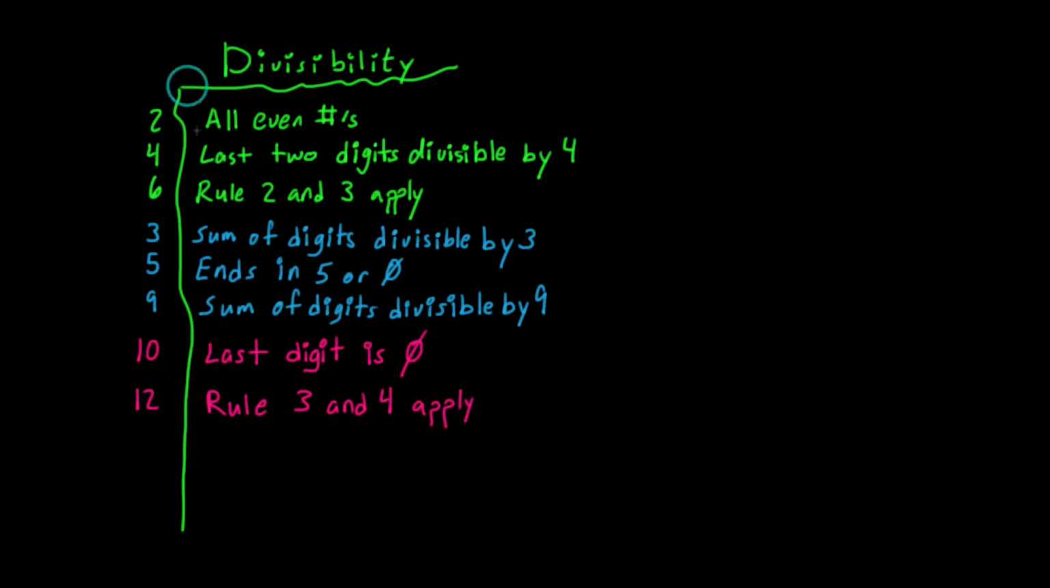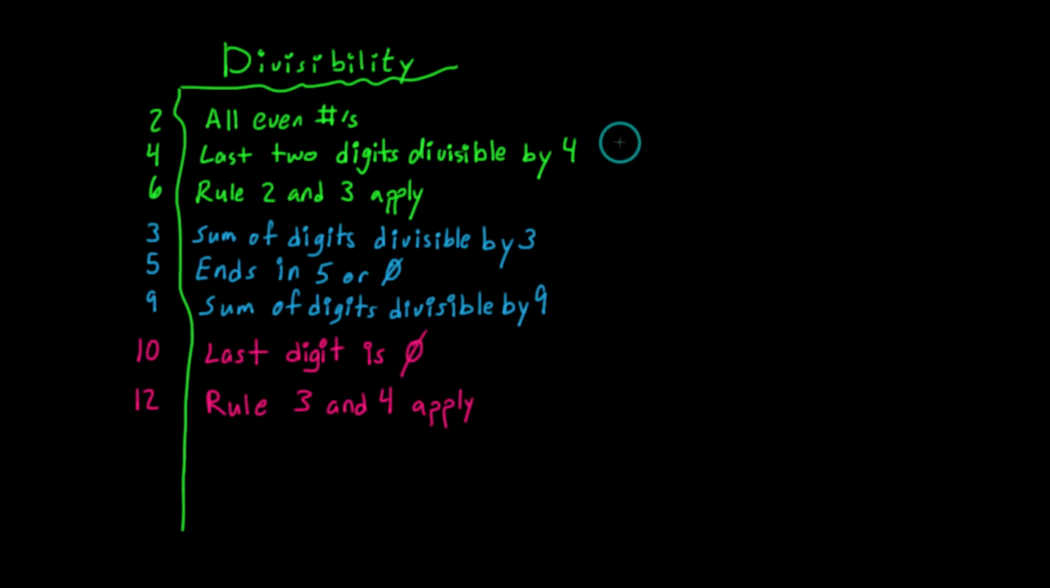So let's take a look at this list and see how these rules apply. So the rule of 2, a number is said to be divisible by 2 if that number is even. Therefore, all even numbers are divisible by 2. Let's move on to the rule of 4. The rule of 4 says if the last two digits of that number are divisible by 4, then the entire number is divisible by 4.